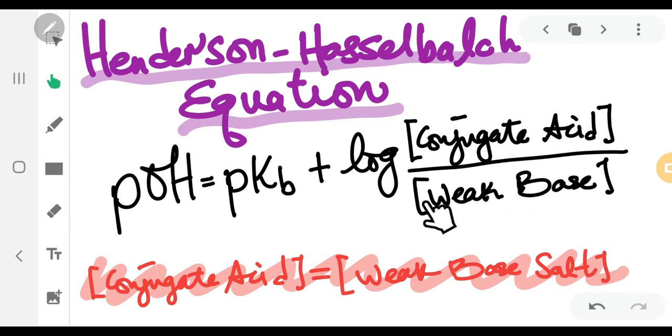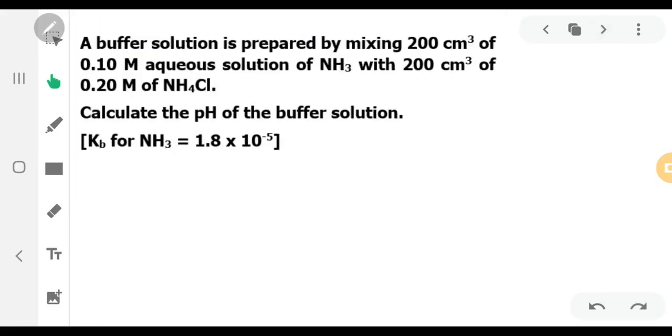Do you remember that the concentration of conjugate acid will be the same as the concentration of the weak base salt? So if you have the information about the concentration of the weak base salt, you can use that to identify the concentration of the conjugate acid. And from there, you should be able to plug that value into the Henderson-Hasselbalch equation. Let's have a look at a question.